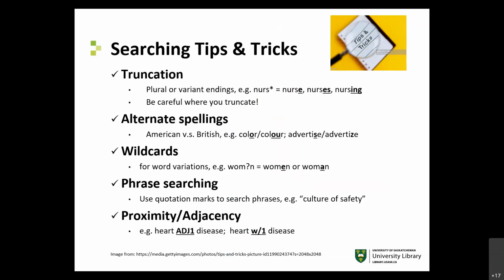With phrase searching, you're telling it, I want these words in this order as you see it. With the proximity or adjacency feature, you can say, I want the word heart within so many words of the word disease. Within one word, within 2 words, within 3 words, things of that nature. So again, it's a really nice way to manipulate the database if you're wanting a little bit of flexibility in the terminology you're searching for.